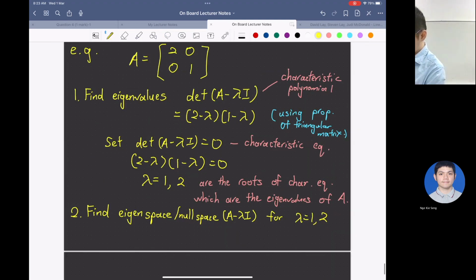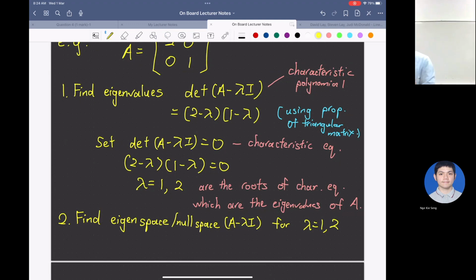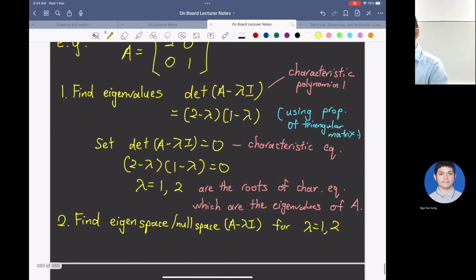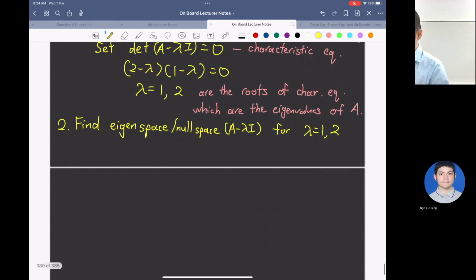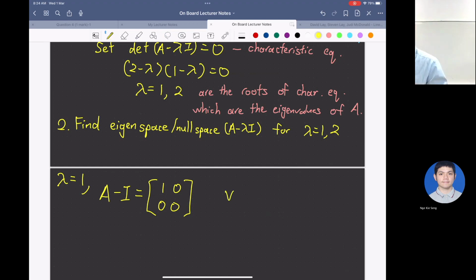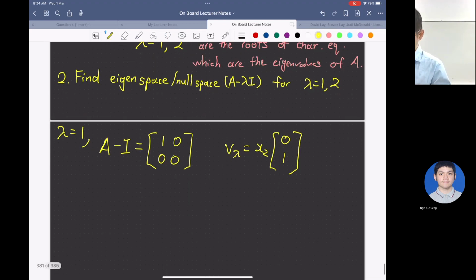Okay. So find the eigenspace for lambda equals 1, which is finding the null space of A minus lambda I. For each of them, we need to calculate A minus I. So A minus I in this case is 1, 0, 0, 0. And then the null space of this is what? x2 times (0, 1). So you read off the parametric equation.